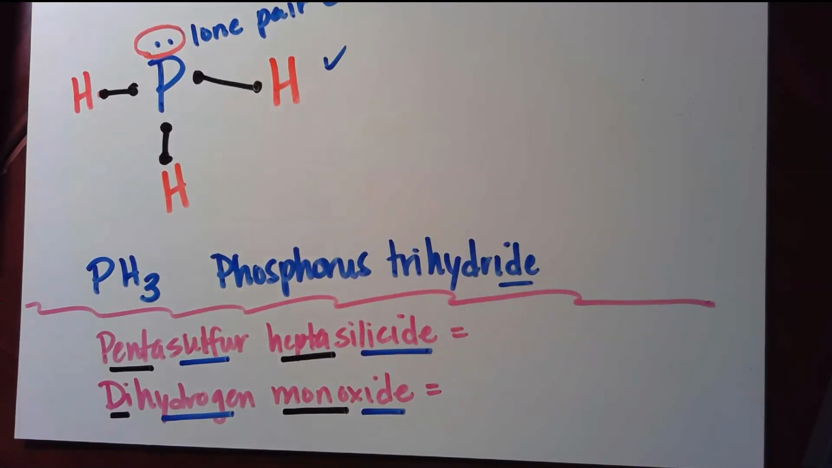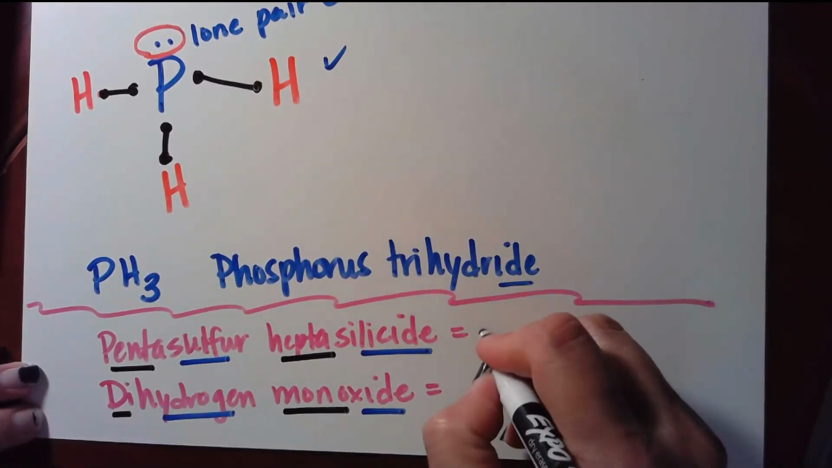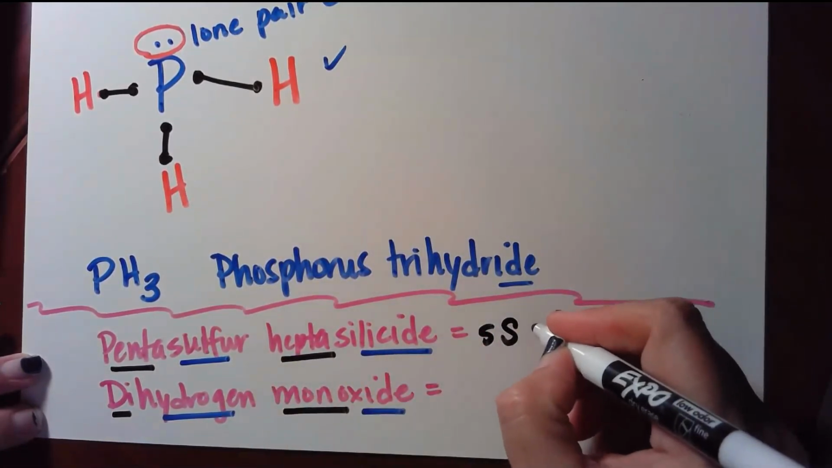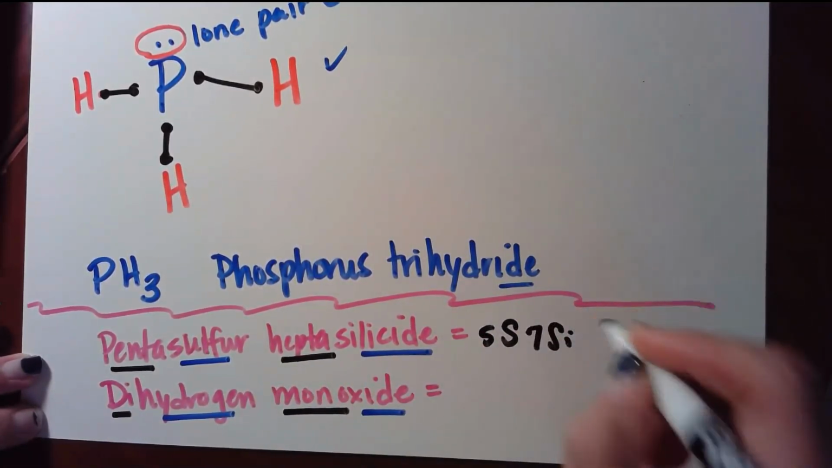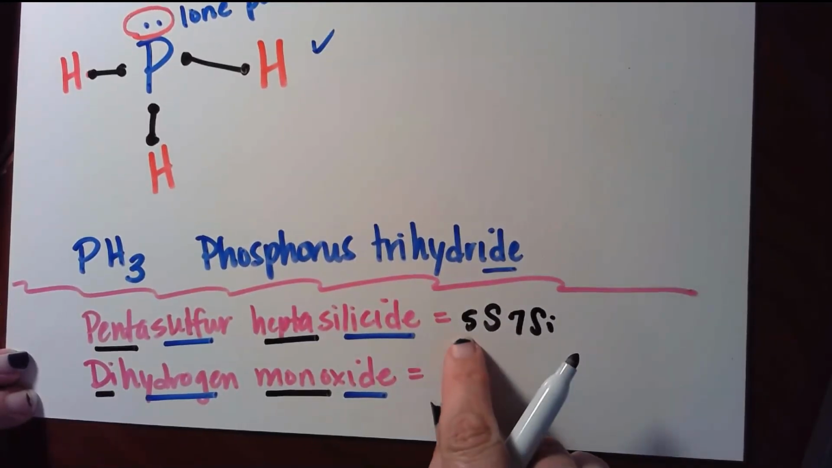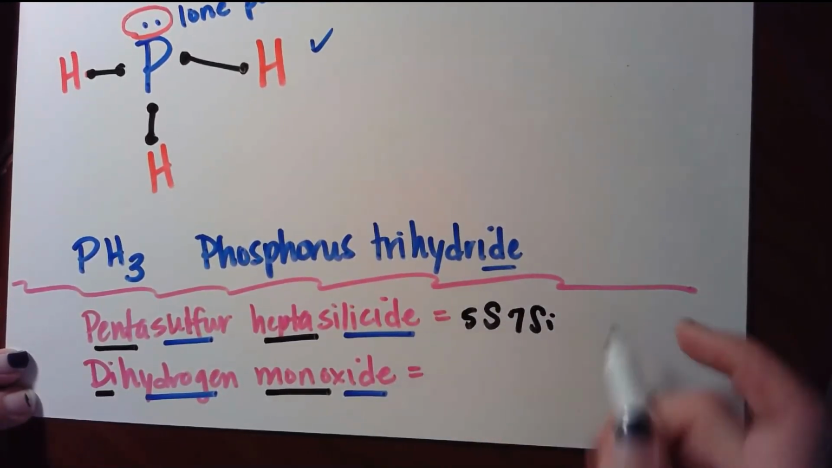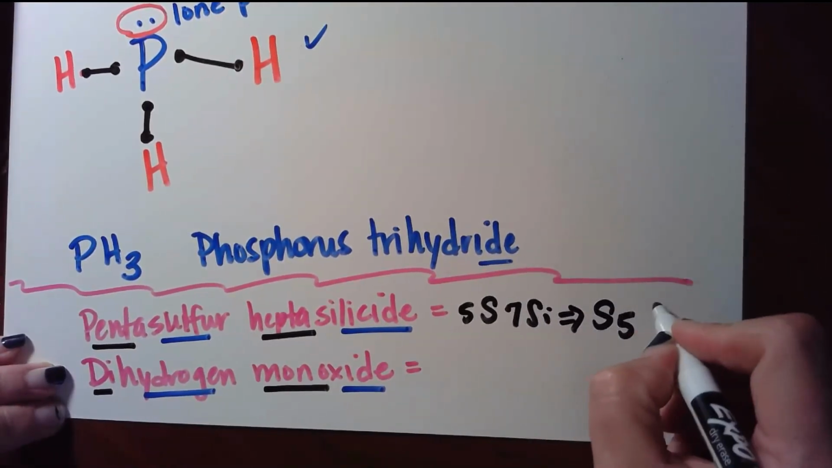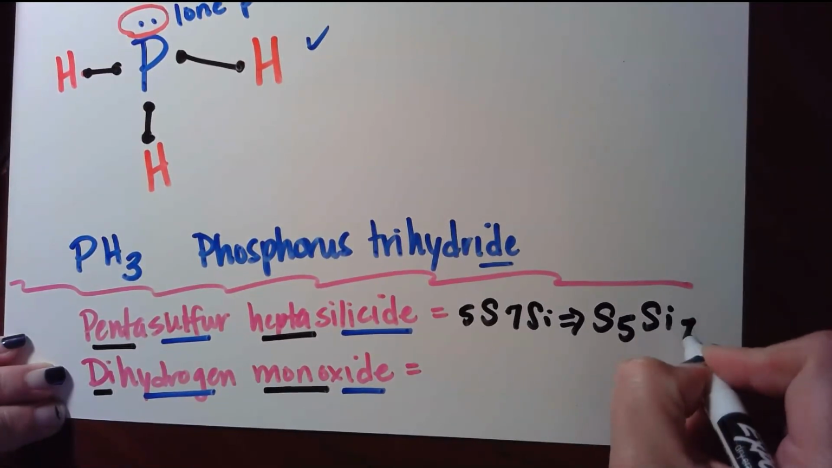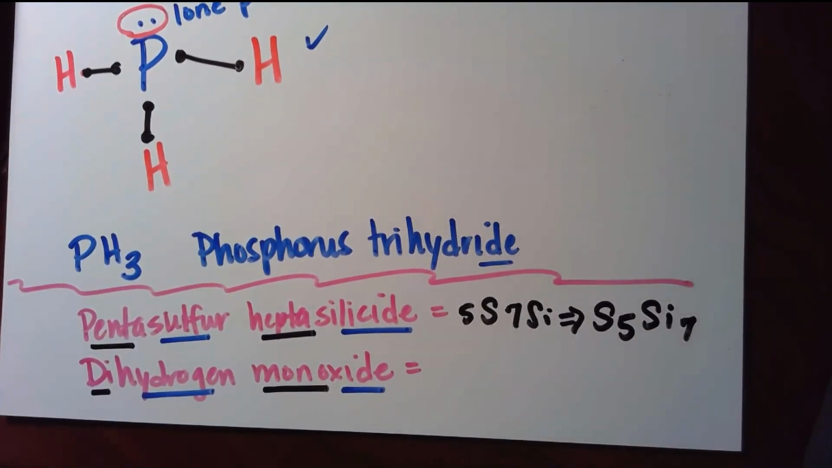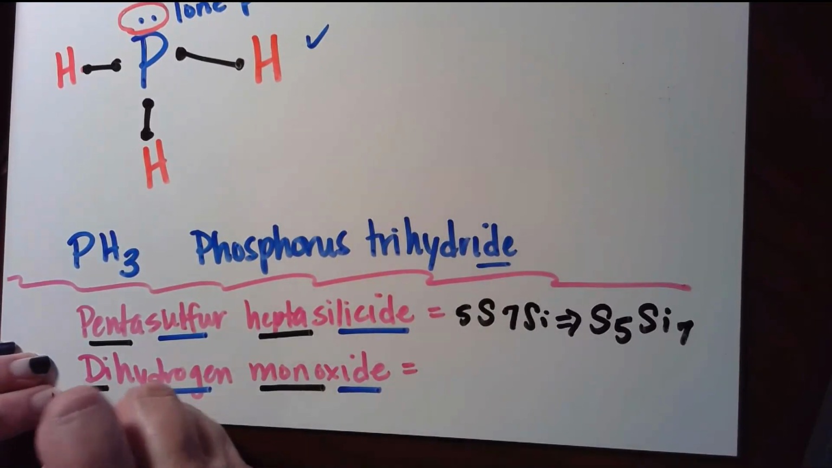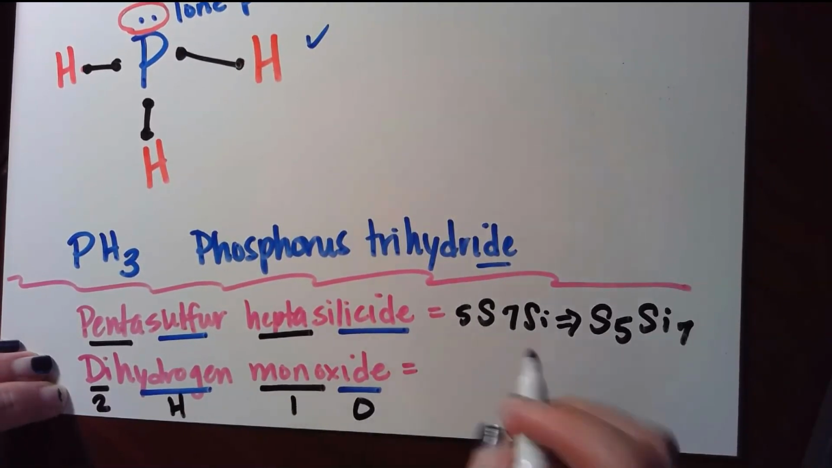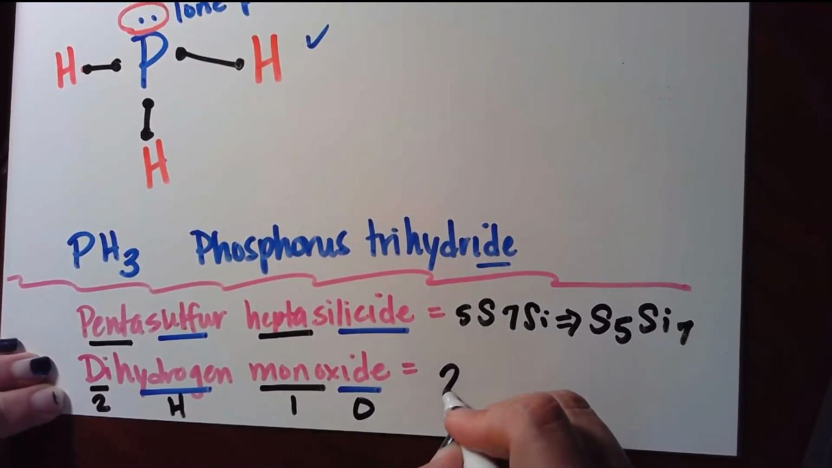So if we write these, pentasulfur, so that's like saying 5 S's, and then heptasilicide is 7 Si. Now remember, you don't put the numbers up at the front, they're at the bottom, so really it should look like S5, Si7. All right, and then same thing here, 2 H's, 1 O.